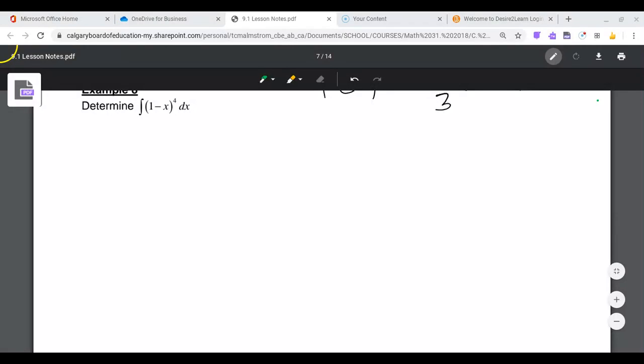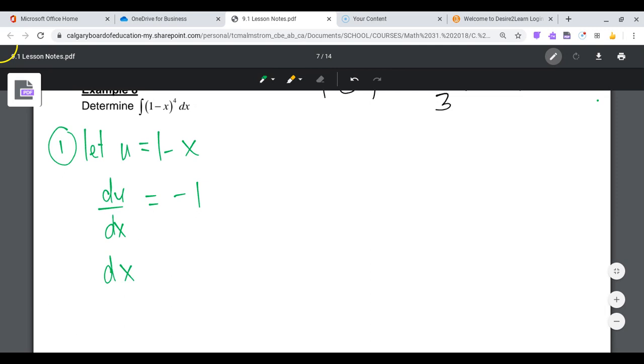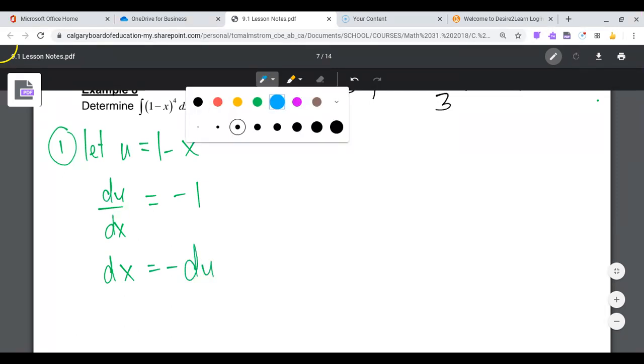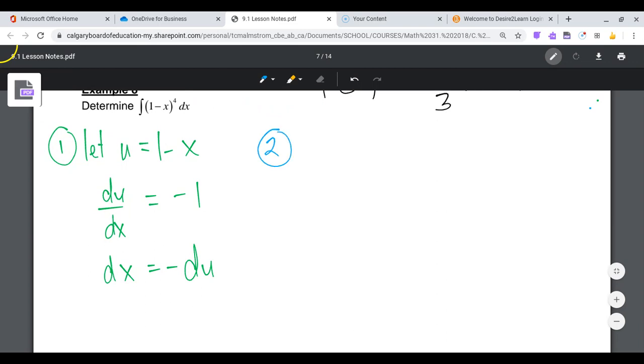Okay, number 8. So I'm going to let u be the inside, 1 minus x. So then du/dx is equal to -1. And then when I rearrange that, dx would be equal to negative du. And then we're going to go ahead and do our substitution. So then I have the integral of 1 minus x is now u, so u to the power of 4, multiplied by dx is negative du.